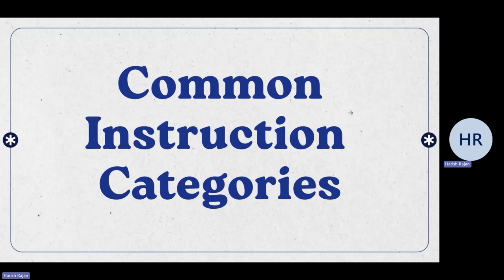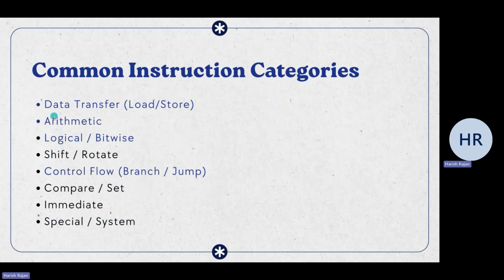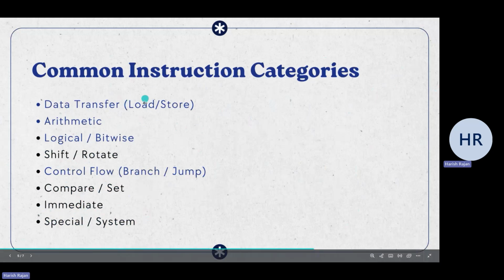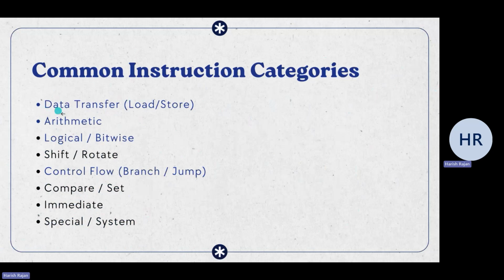It's a really easy topic, so we'll skim through it quickly. These are the kinds of instructions we have: data transfer, arithmetic, logical bitwise, shift rotate, control flow, compare and set, immediate, special and system. Okay, we won't look through most of these. The blue ones, which are data transfer, arithmetic, logical bitwise, and control flow, were what were highlighted in our portion.